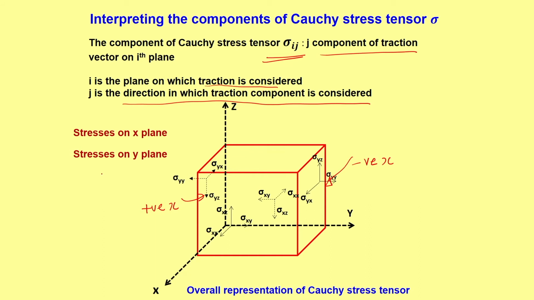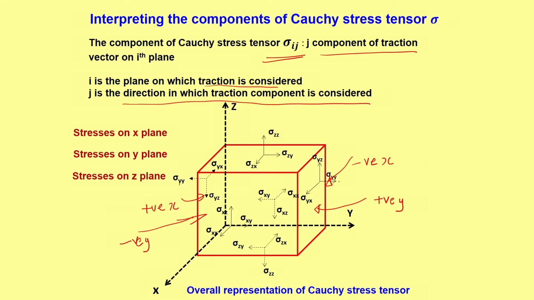Then we have stresses on y plane. Now, what is meant by y plane? A plane with y direction as the normal. So, you are talking about this and this. You have positive y and this is negative y. Similarly, in this you have sigma yy, which is in the direction of y, and you have sigma yx, sigma yz, similarly sigma yx and sigma yz.